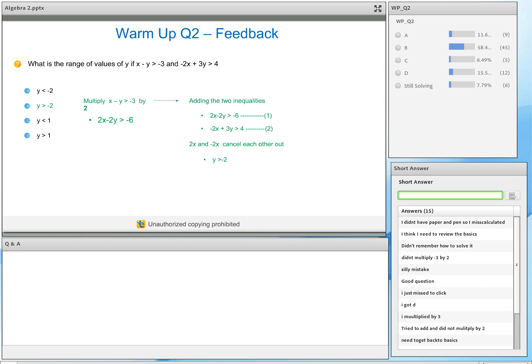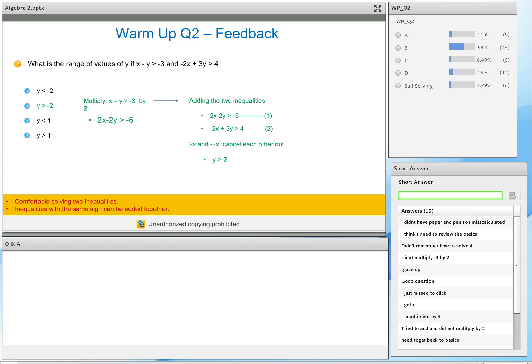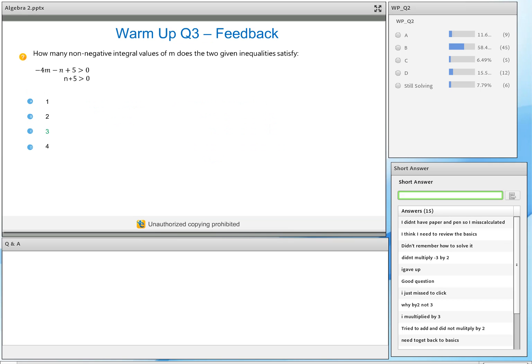Now let's take a look at the third question here. Over here, there is no reversal going on. You're simply bringing the two inequalities into the same form, making sure that the sign of the inequality is the same for you to do operations on them. This is where question number 3 starts to get a little bit more interesting.